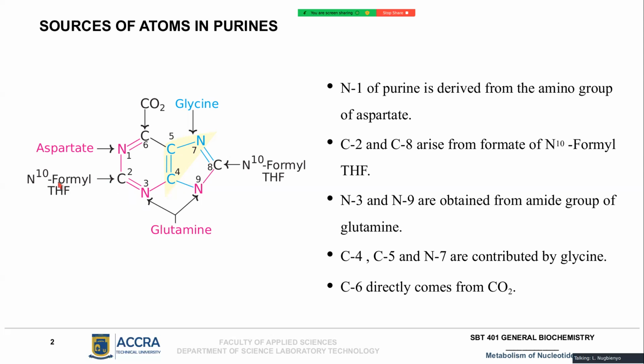Then we see C2, C8 coming from tetrahydrofolate, which we saw as one of the coenzymes when we were looking at some coenzymes. We commonly refer to it as folic acid. Then, of course, there is carbon-6, which is coming from carbon dioxide. So you see these sources, the amino acids, the folic acids, carbon dioxide, providing all these components to come together to form the purine ring.